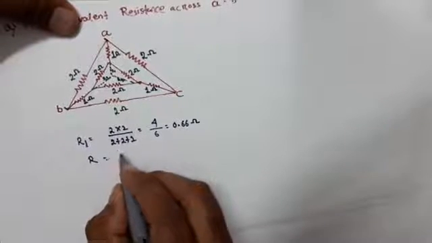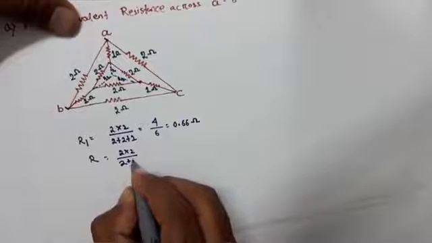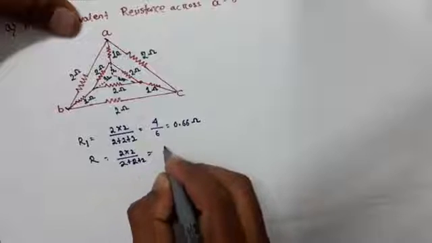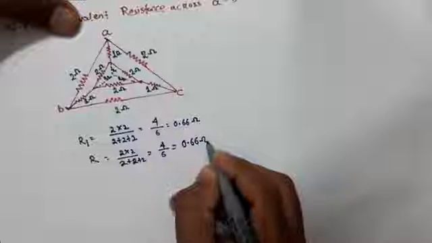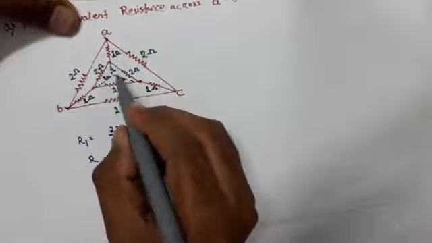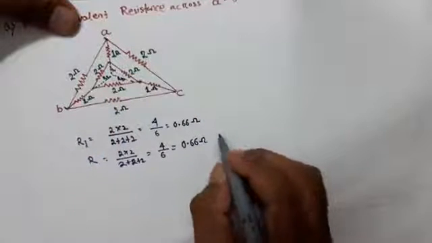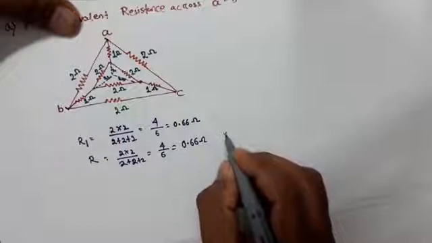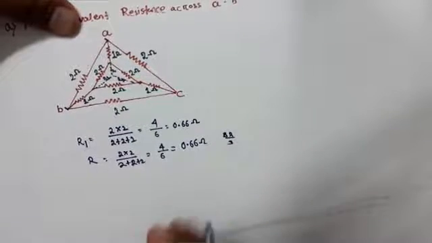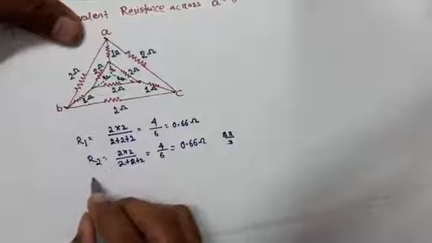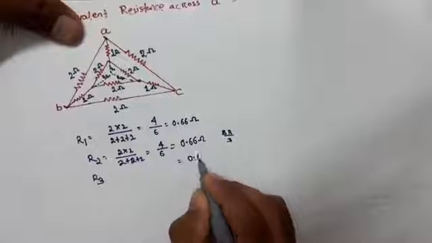As usual R2 is also the same: 2 into 2 divided by 2 plus 2 plus 2, 4 by 6. Here we can also use a shortcut method: if all the resistors are the same, then in delta to star conversion we can use R delta divided by 3. This R2, and then this R3 is also the same, 0.66 ohm.